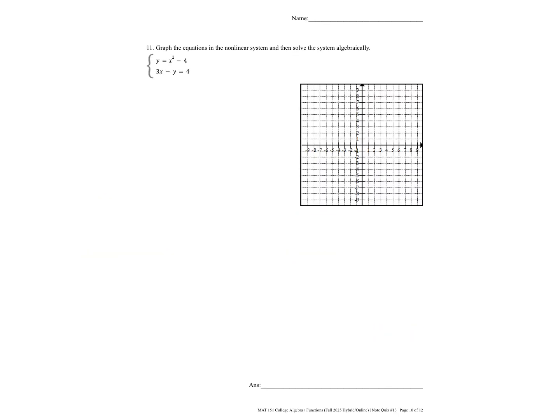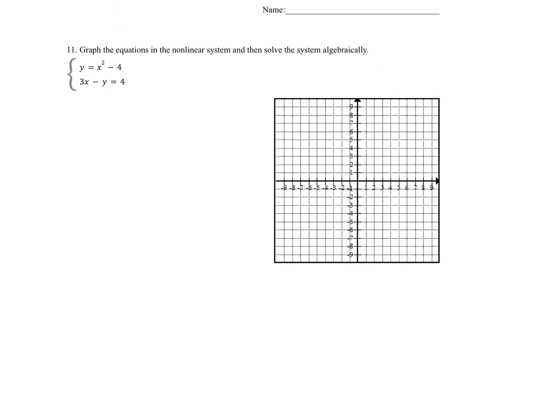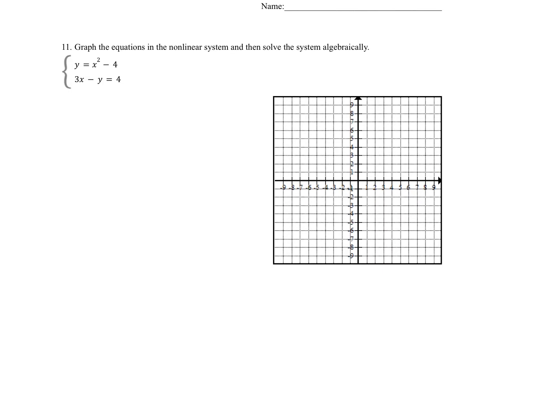All right, so for our first problem here, they want us to use the graphing method to find a solution, and then they want us to go through and verify algebraically by solving it using a different method. So we're going to graph both of these, and the first equation is ready to be graphed because we know how to graph y equals x squared minus 4.